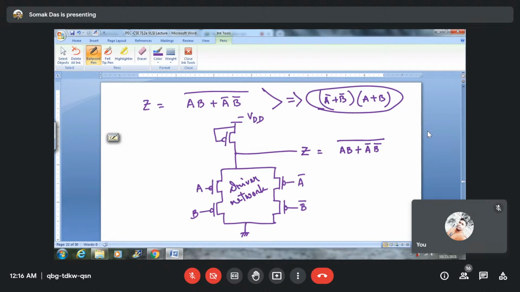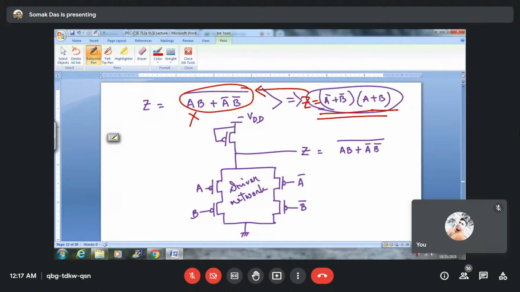Now say you have a question that this portion is not given to you. If this portion is not given to you, only you have this logic being provided, Z equals to A bar plus B bar into A plus B. Then this is an expression without any inversion bar. You have to convert this expression into this form for designing the PMOS network, because any driver network you design must be inverted at the output.